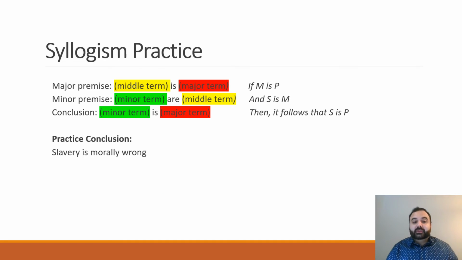So now we're going to practice. We have our framework up top, and this is the conclusion I'm going to ask you to practice putting together a syllogism for. The statement is, slavery is morally wrong. I'm going to ask you to pause your video and write out a syllogism following the steps we just depicted to prove the statement that slavery is morally wrong. So go ahead and pause your video.